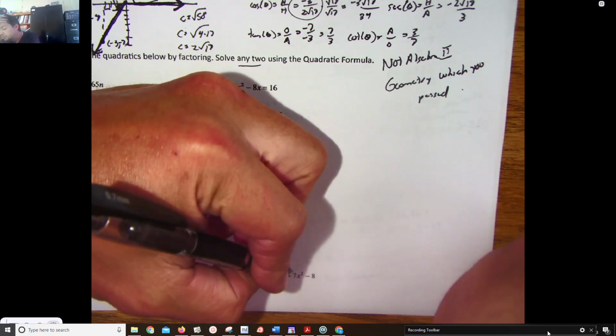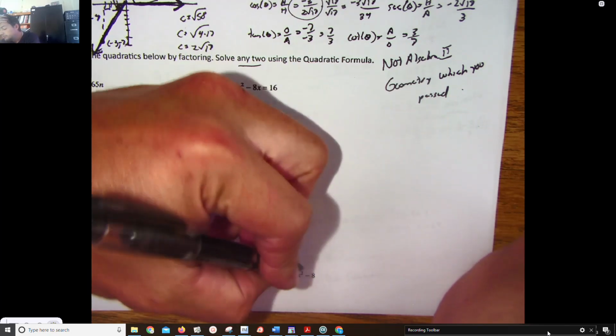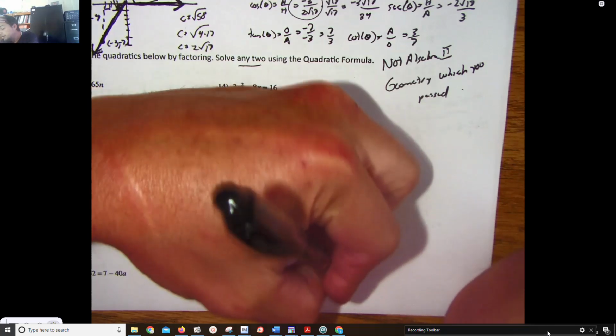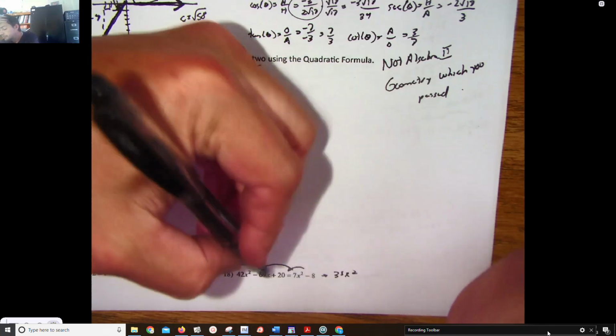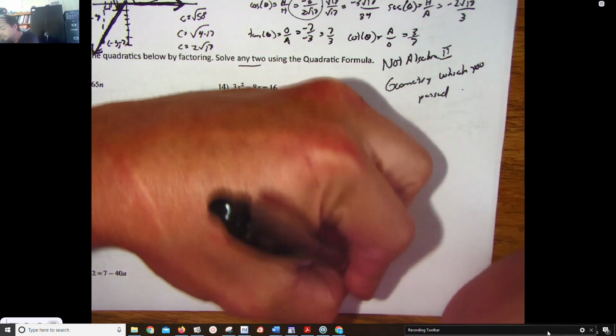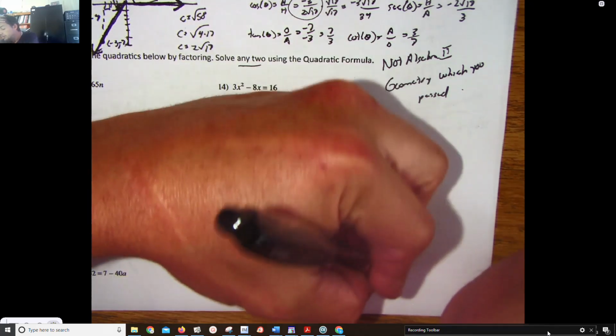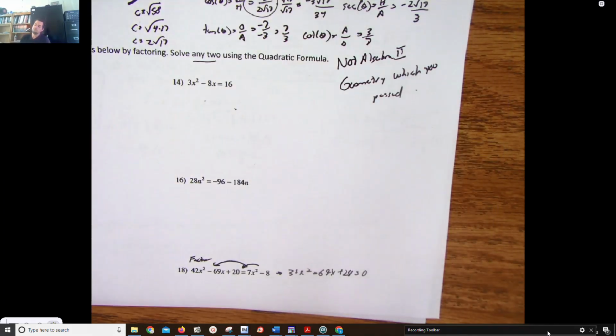What I'm going to do is I'm going to shift everything left. So 42 minus 7 is 35x squared. Negative 69x is going to stay there. And 20 plus 8 is 28. And that's what I have. And then I'm going to guess, and I'm going to check. Plain and simple.